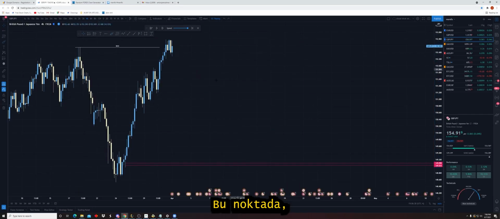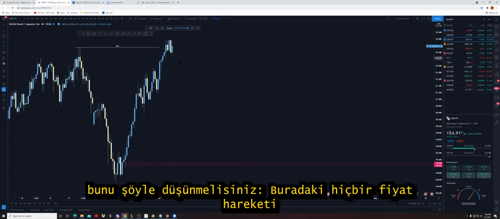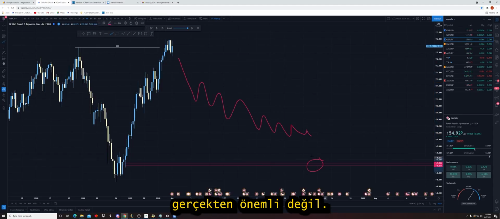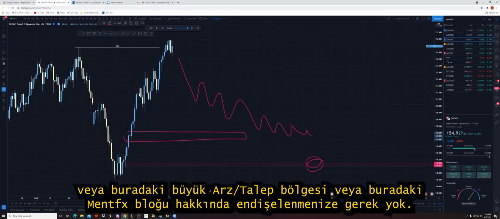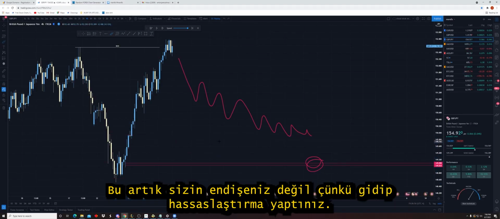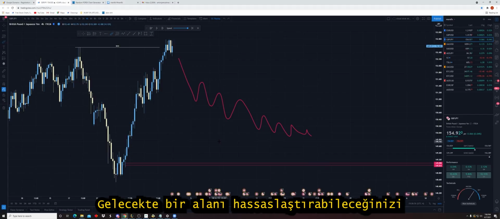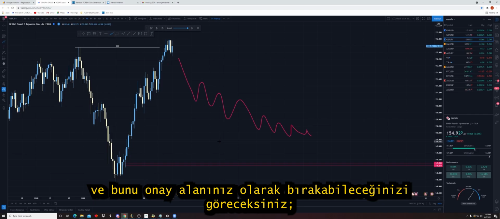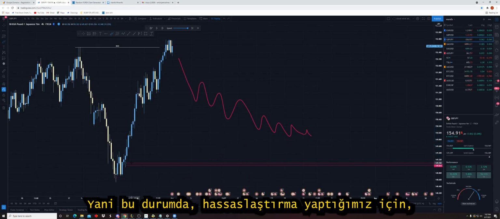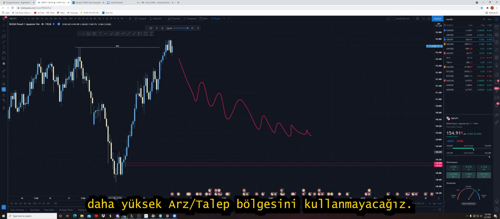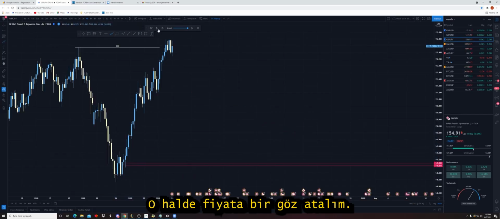make the liquidity higher. At this point, the way you have to think about this is that no price action in here really matters. Because you're refining, you don't need to worry about this MentFX block or the supply and demand zone here or this large supply and demand zone here or the MentFX block here. This is no longer your concern because you've gone ahead and refined, right? In the future, you'll find out that you can either refine an area and leave that as your confirmation area, or you can leave a pretty large area and allow price to refine and give you an entry later. So in this case, because we're refining, we are not going to be using the higher supply and demand zones. So let's take a look at what price does.